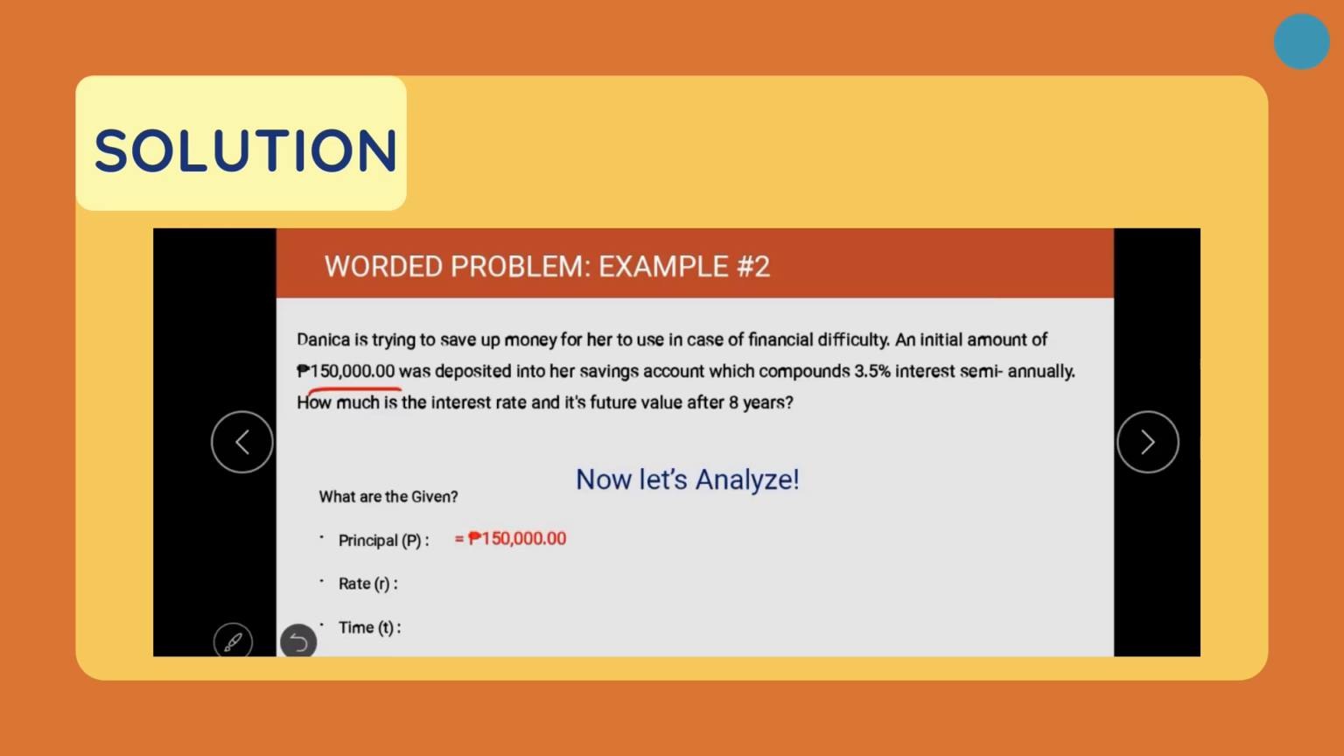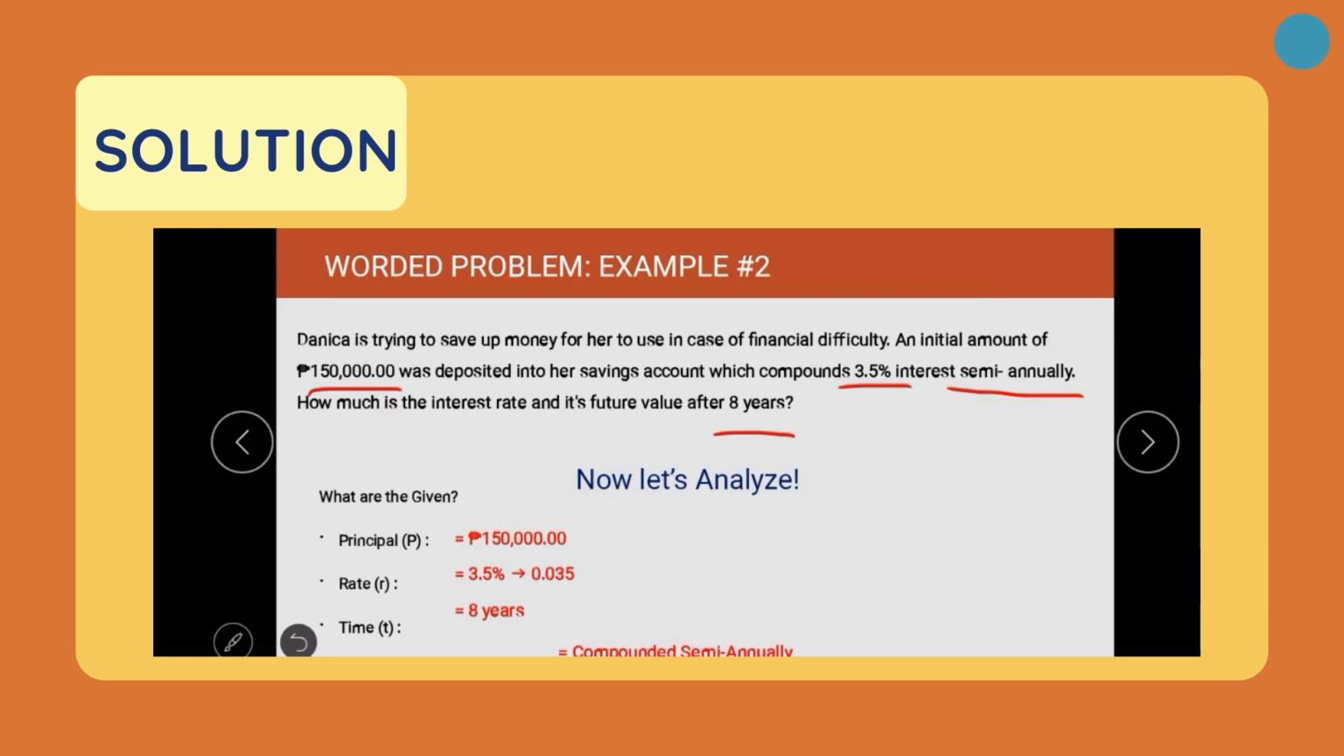That is the principal amount that was deposited into her savings account, which compounds with 3.5% interest. 3.5 is our rate, and we're going to convert it to decimal. We're going to divide 3.5 by 100, and it will become 0.035. And the time is 8 years. So our mode of compounding will be compounded semi-annually.